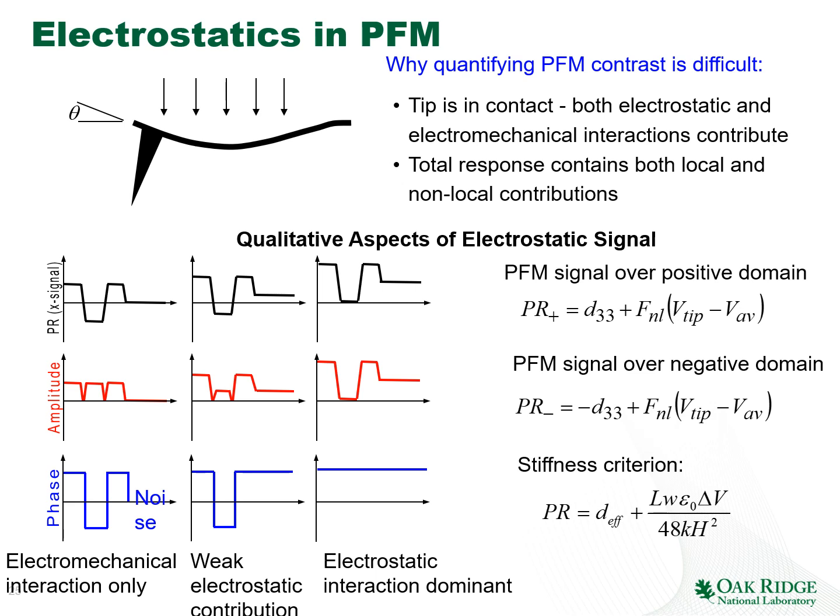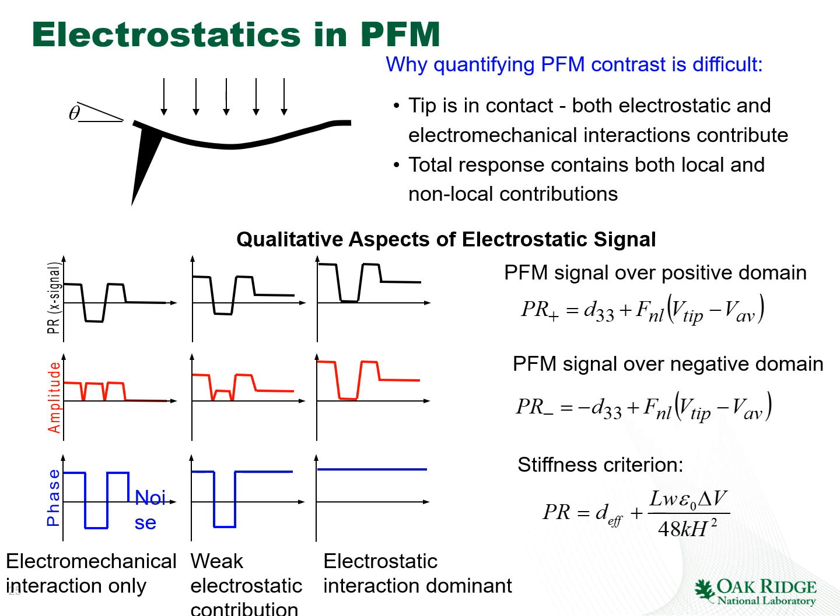So how would this look in our measurements? We can make a very simple analysis: in the case of the positive ferroelectric domain, our measured signal would be the piezoelectric constant plus an electrostatic contribution. There is some proportionality coefficient, what we call FNL, and this contribution would be linear in the tip-surface potential difference. So this is just a capacitive force. Over the negative domain, the signal would be minus d33, since this is the opposite domain, but the electrostatic contribution would be the same. So it's generally sensitive only to the average surface potential. Qualitatively, it is going to look like this.